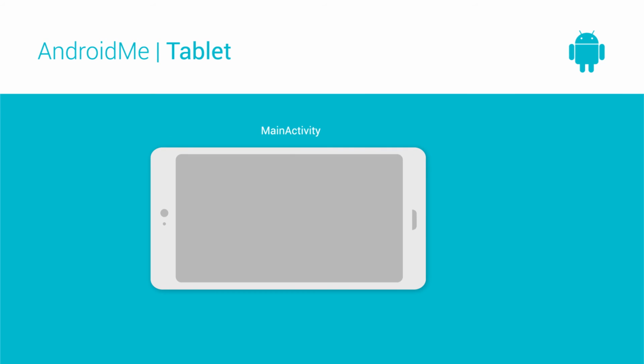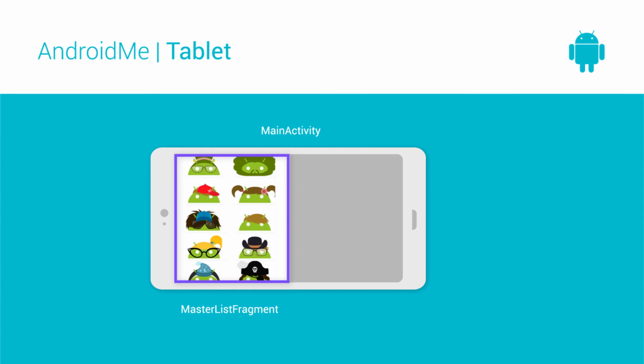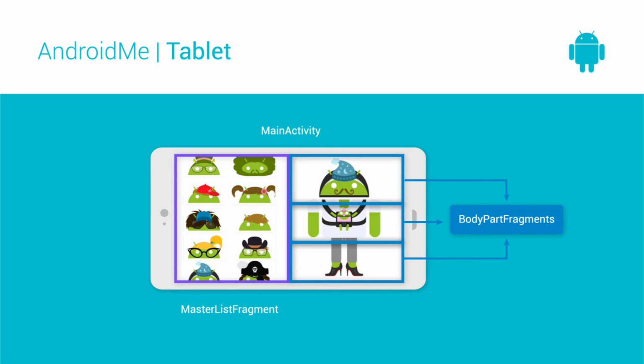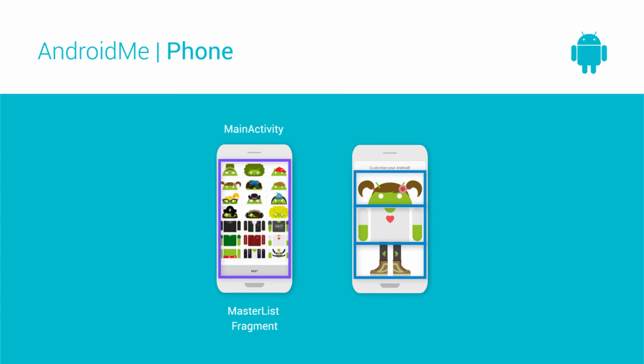To implement this on tablet, we'll have one main activity that contains our master list fragment, the master list of all images we'll be selecting from. Then, on the right side of the screen, we'll have 3 total body part fragments, which make up the head, body, and leg portions of the custom Android we want to make. And on a phone, we'll have the master list fragment and body part fragments held in 2 separate activities, so that each takes up the full area of the phone screen, and we'll see each clearly and in sequence.